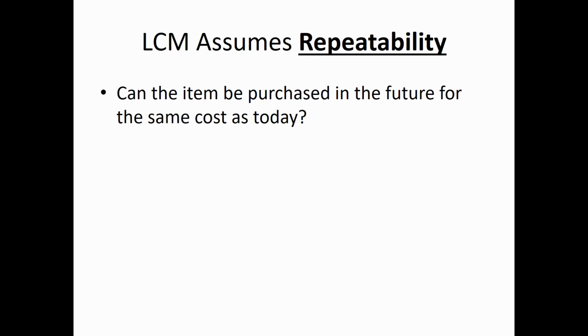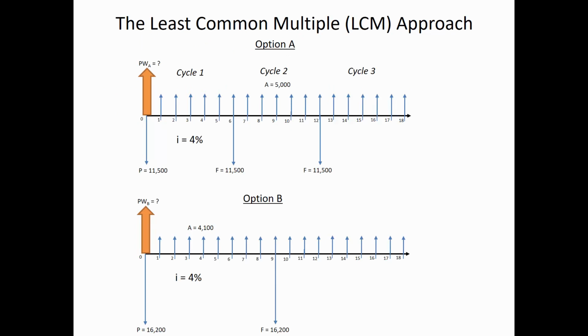Okay, so one of the inherent assumptions of the least common multiple approach is it assumes that it's possible to repeat the cash flow diagrams. For instance, it assumes that you can buy the item in the future for the same price that you bought it today. If you look at what we did, we said that in year 0, you could buy the item for $11,500, and then we said you can also buy the item for $11,500 in year 6 and in year 12. So maybe that's possible, maybe it's not.